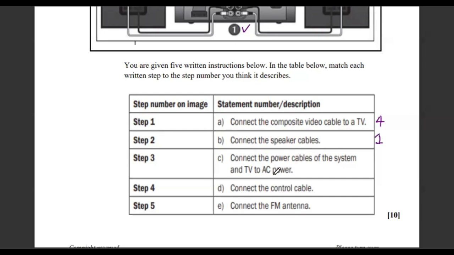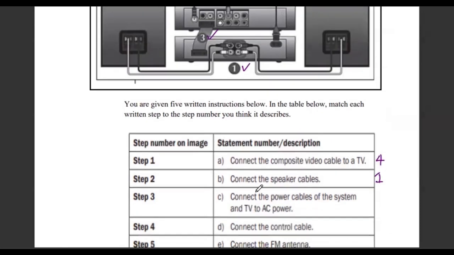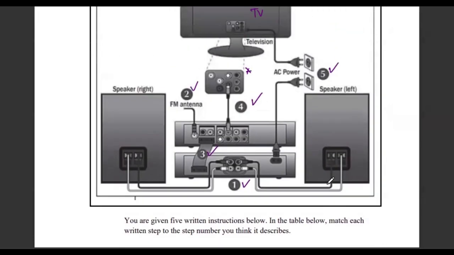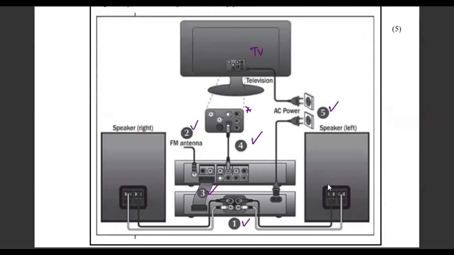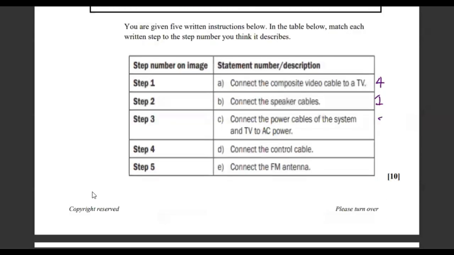Why these cables here? Let's go to the next step. They say connect the power cables of the system and TV to AC power, alternating current. Here, AC power. Which step is that? It's 5. So simply, this is step number 5. I'm writing them down before I start giving the final answers.